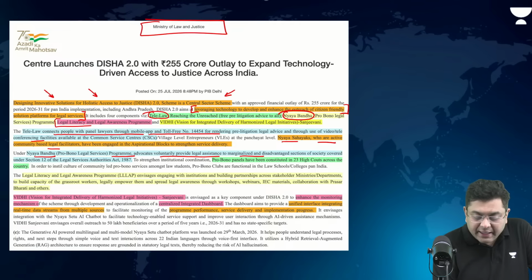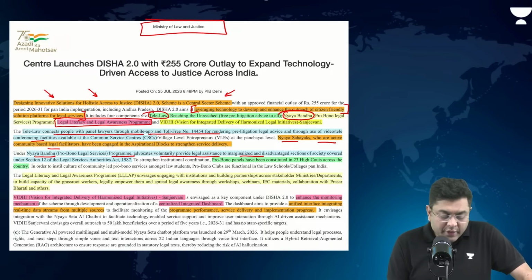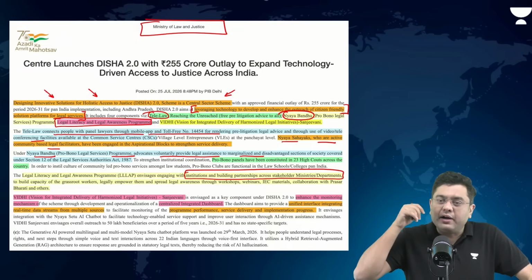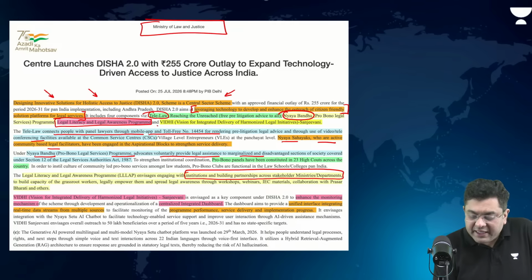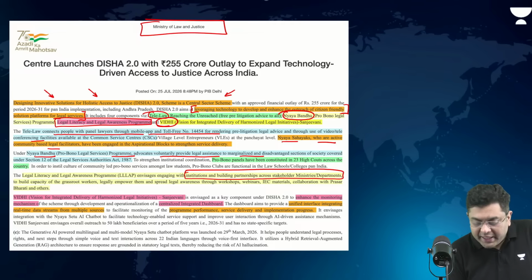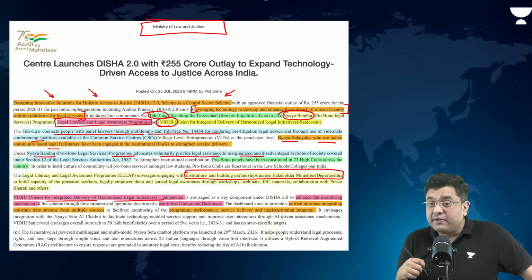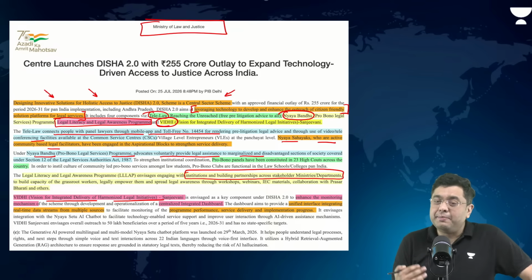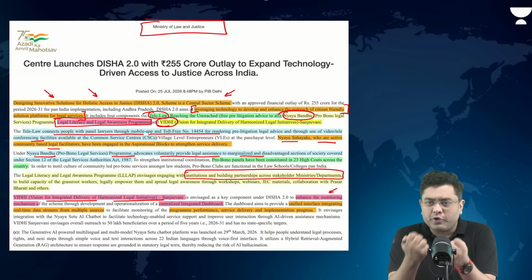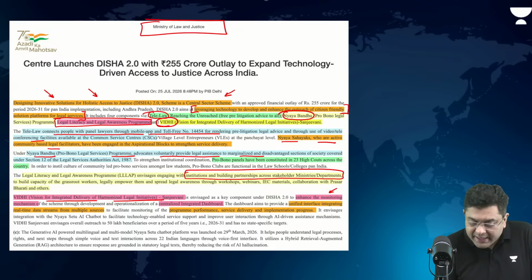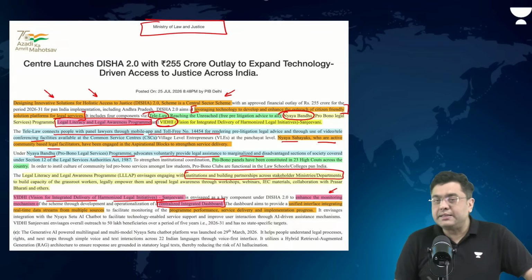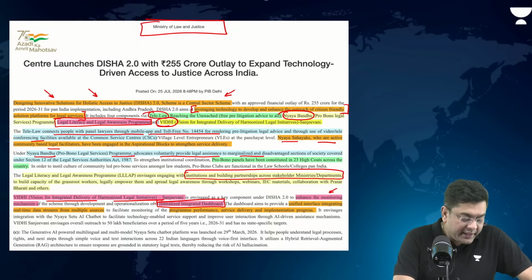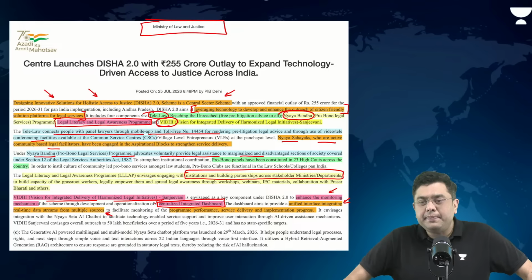Legal literacy and legal awareness program, okay, engaging with institutions and building partnerships across the various ministries and departments to build connect with the grassroots workers. And you have Vidhi, which is basically Vision for Integrated Delivery of Harmonized Legal Services, Sanjeevani. Now, what is it? It is basically to enhance the monitoring mechanism for integration of all the services on a particular platform. So, a centralized integrated dashboard will be created. It would create a unified interface integrating data streams from multiple sources.